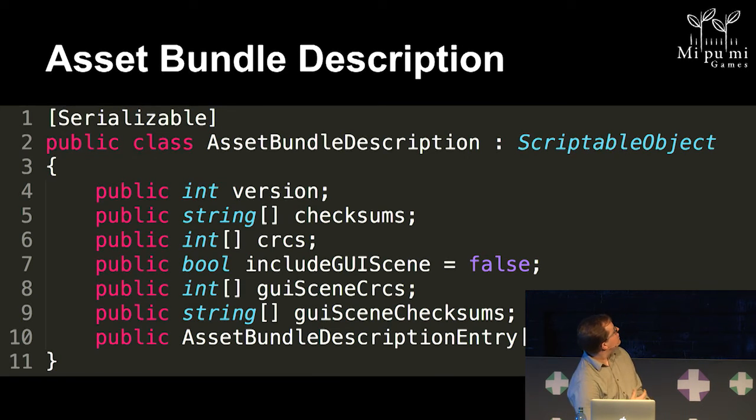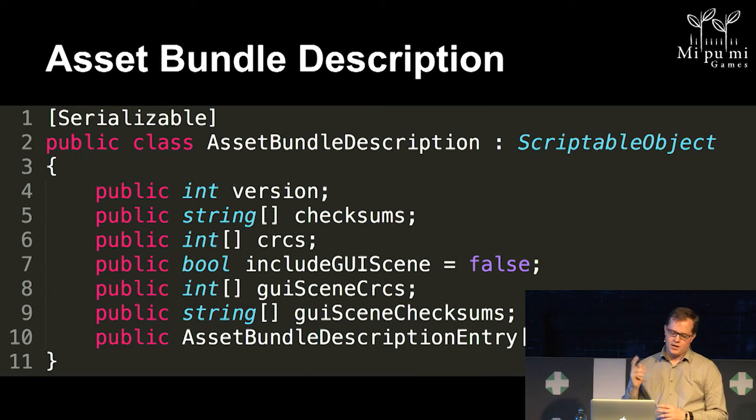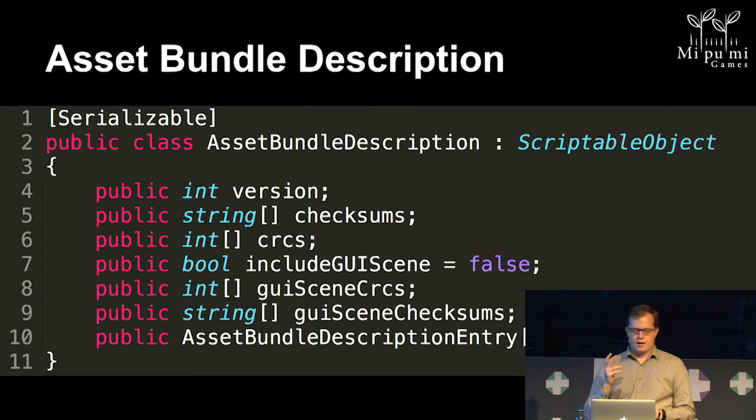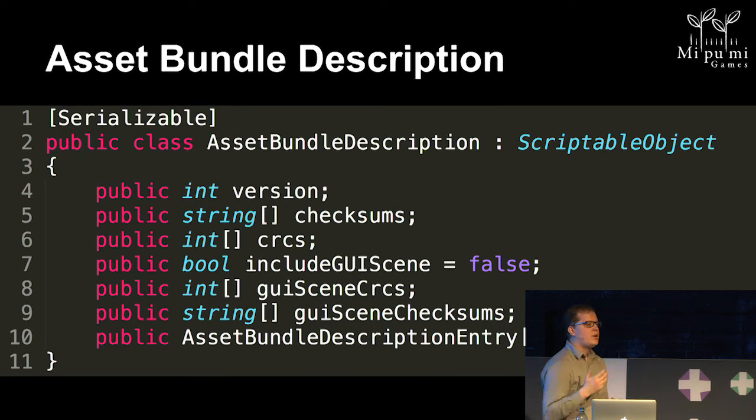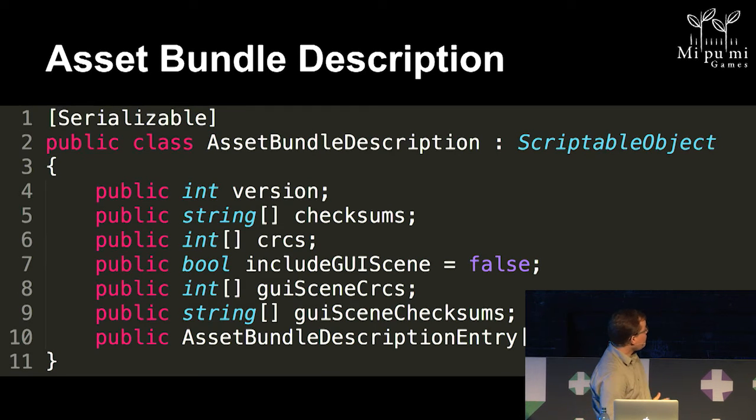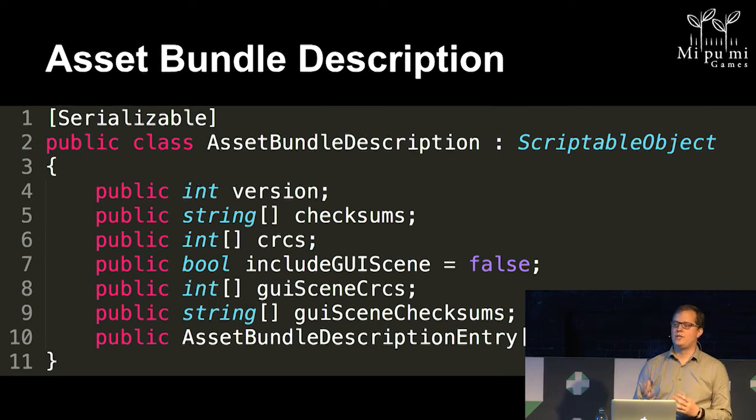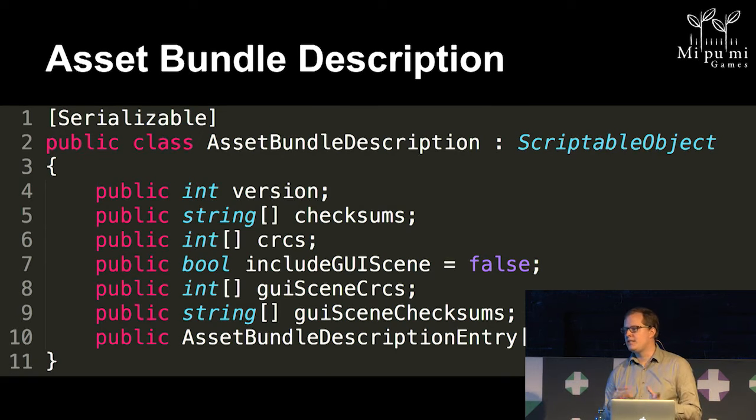Unity has a specialty for scene bundles, not GUI bundles, sorry. We are using GUIs, all our scenes are more or less GUI scenes, so it's for me more or less native now to say GUI scene. Because you can only do one scene per bundle in Unity 4, we needed a way to know that this bundle is going to be a scene bundle. So therefore, this bool, include GUI, and as well the CRCs are in there.